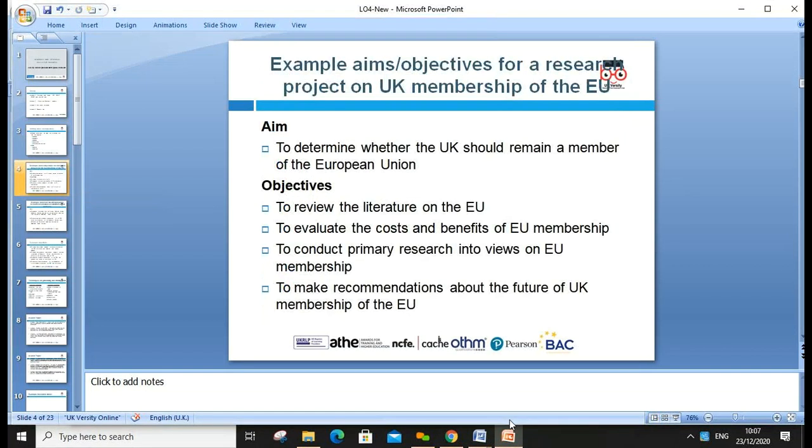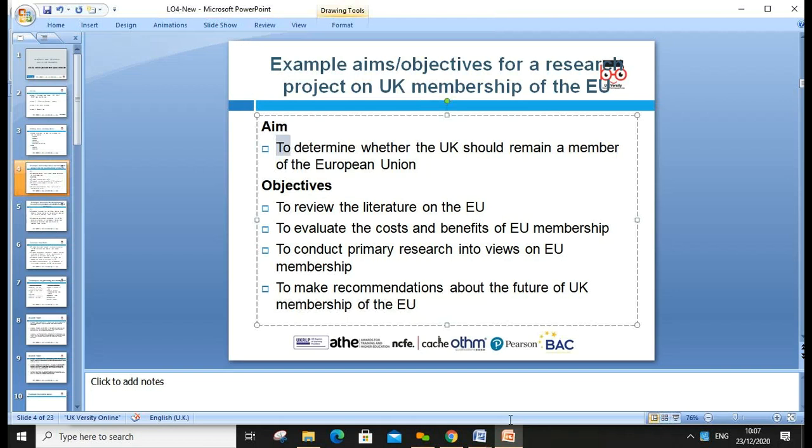Okay. Second thing, when we do the research, like here, I'll explain what is an aim. Like here, a lot of discussion happens on this one. What do you think? To determine whether the UK should remain a member of the European Union or not. So this is our aim, but we have many objectives. Our objective to review the literature, our objective to evaluate the cost and benefit, our objective to conduct the primary research, our objective to draw the recommendation. So this is all our objectives. So you can choose a topic which is related to healthcare and social care.